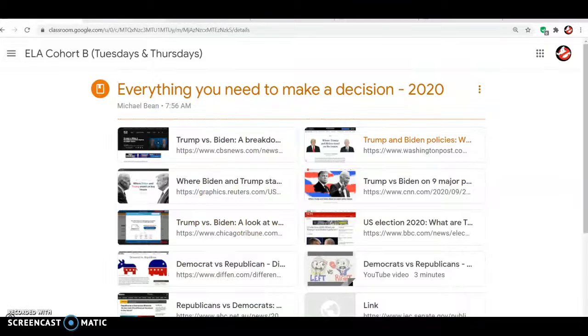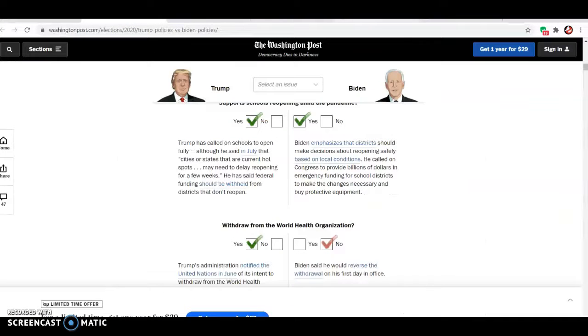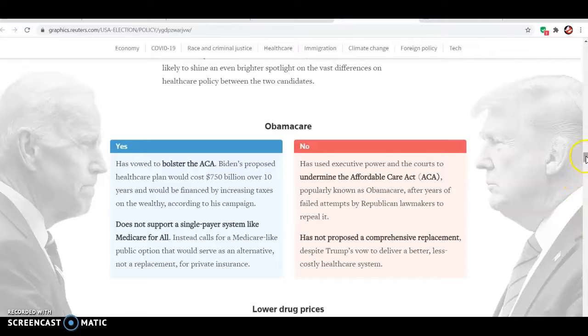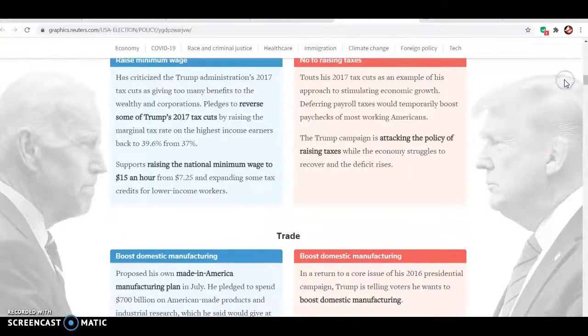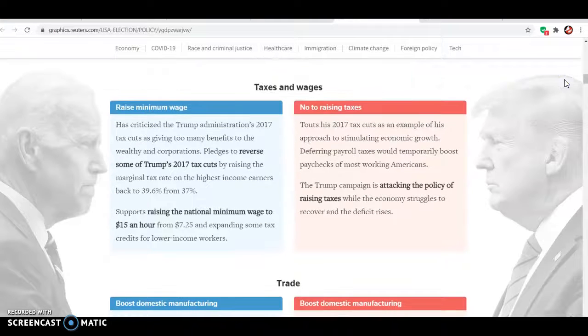So what I'm going to do is go back to this one right here, this one from Reuters, and I'm looking for something about taxes. Oh, look! Oh my gosh, guys, look at that! I pulled right to it. Look at that, taxes. Y'all see that? Okay, so I'm looking at the Democrat point of view. So I'm looking over here at Joe Biden's side that says he has criticized Trump's administration, 2017 tax cuts are giving away too many benefits to the wealthy and corporations. Pledges to reverse some of Trump's 2017 tax cuts by raising the marginal tax rate on the highest income earners. Okay, supports raising the national minimum wage to $15 an hour.